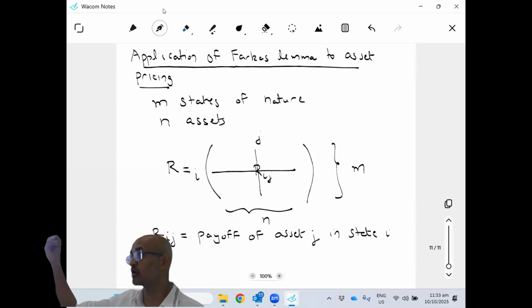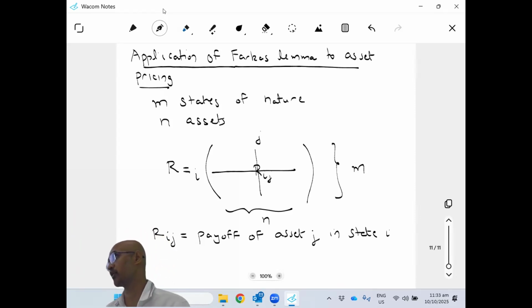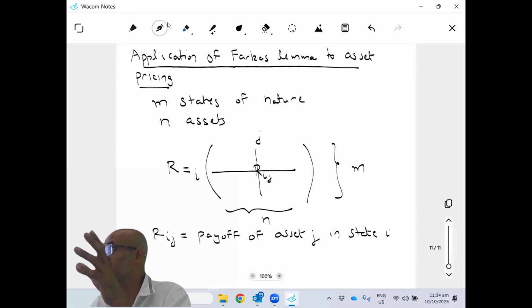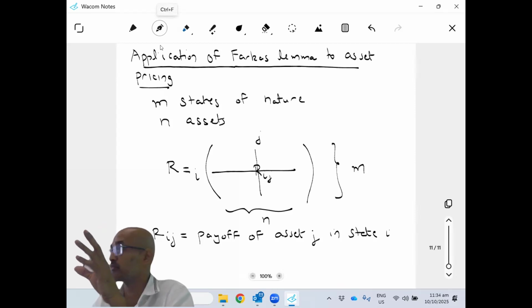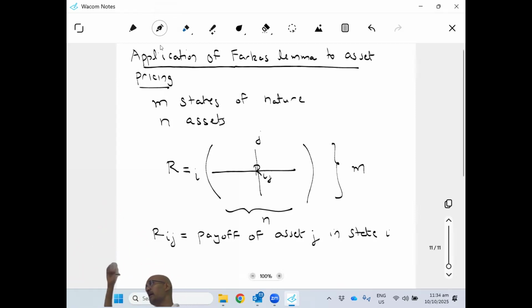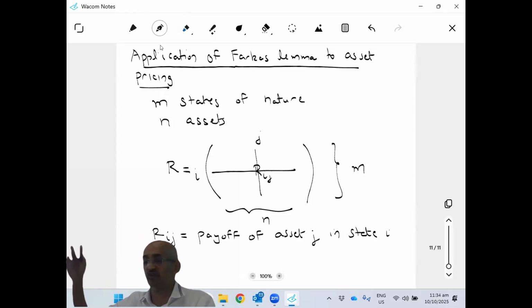Maybe the economy is good, and I'm going to get a good payoff. Maybe the economy is poor, and I'm going to get a bad payoff. So each of these assets has a payoff. Is that clear? That's the data, R. It's a matrix. It might be a very big matrix if you've got many states of nature. We are assuming at this point everything is discrete, so there are only m states.